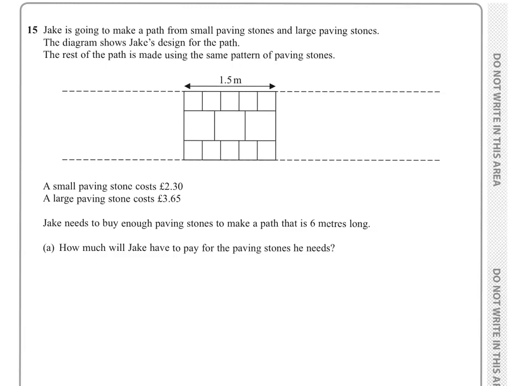Jake is going to make a path from small paving stones and large ones, and we've got a diagram to show us the configuration, and we've also got the costs of each. And Jake needs to buy enough paving stones to make a path that is 6 metres long. So the first thing we need to look at is 6 divided by 1.5, and you can use your calculator, of course. And I would get 4.